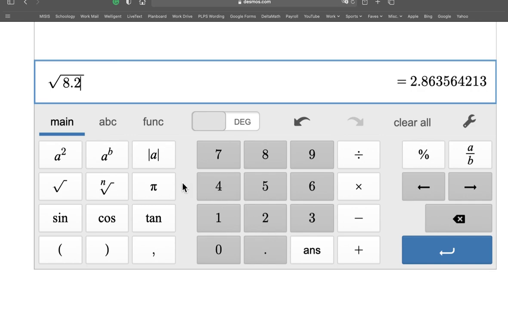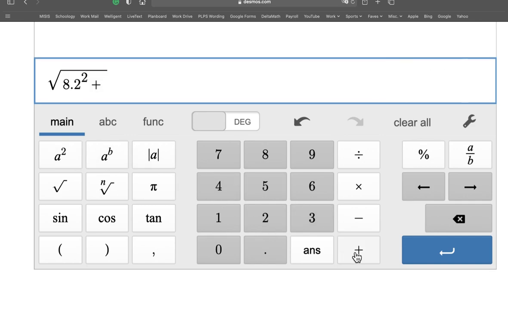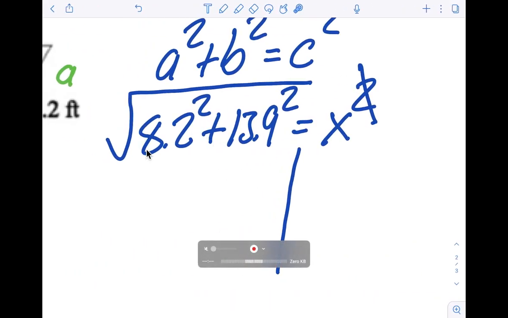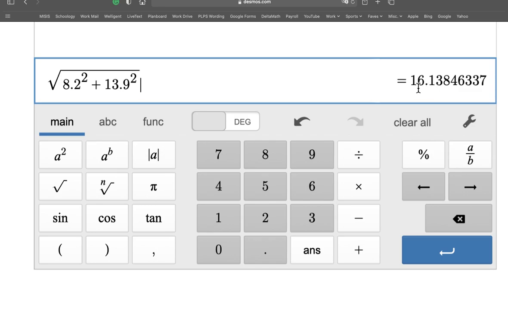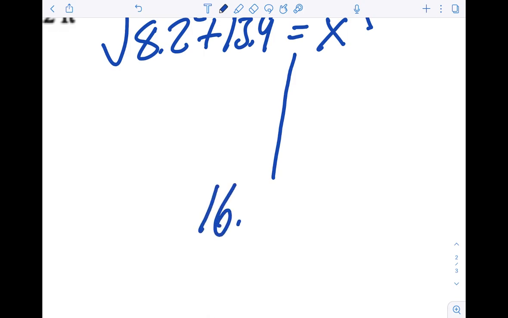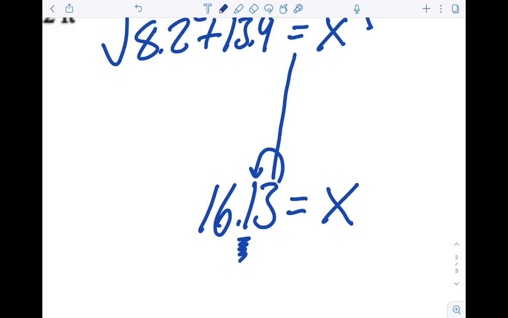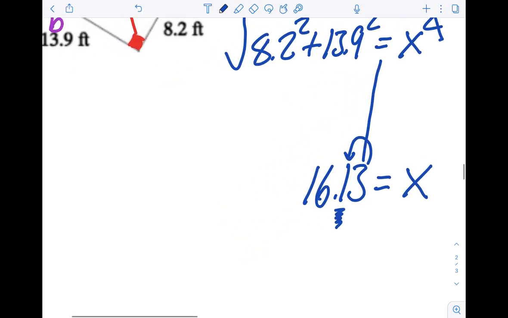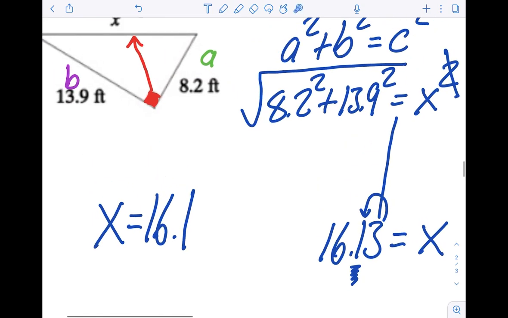8.2 squared plus 13.9 squared. Let me make sure that I got that right. 8.2 squared plus 13.9 squared gives me 16.13. So I get 16.13 is equal to x. The 1 is in my tens place. This 3 is going to tell my 1 what to do, is going to tell it to stay exactly where it's at. So x is equal to 16.1, and we're dealing with feet here, so we're going to say 16.1 feet.